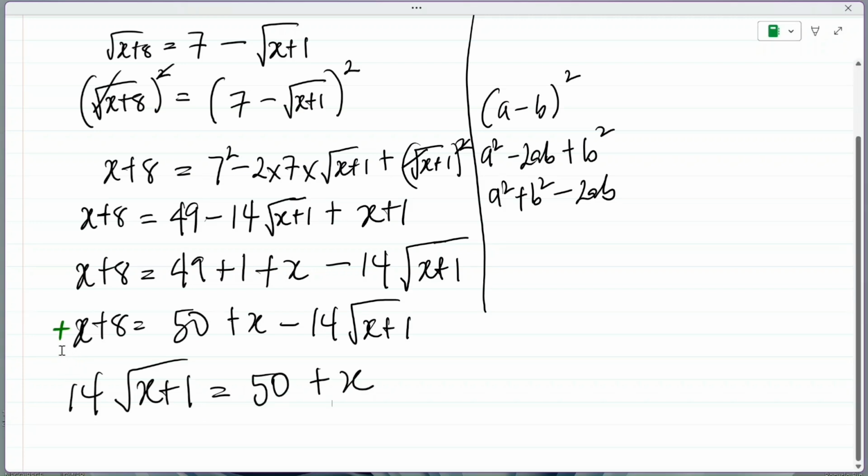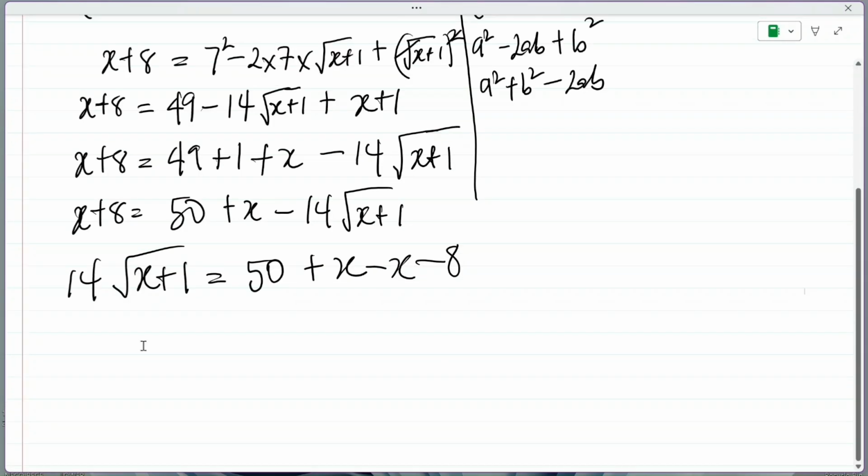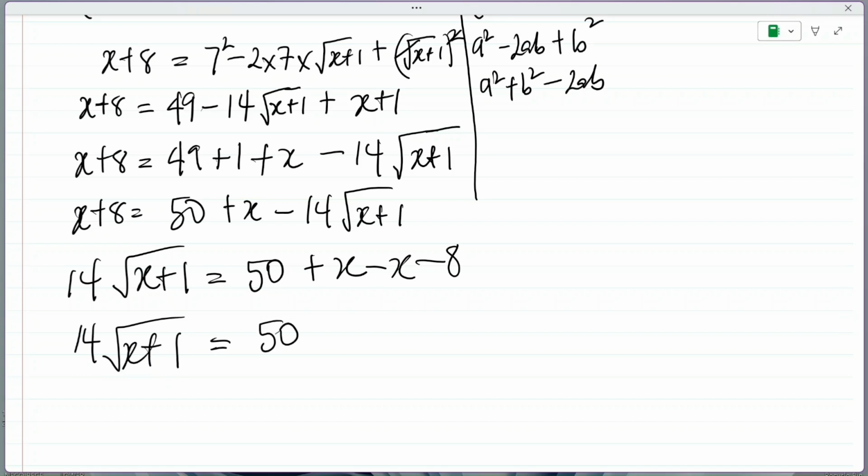So we have 50 plus x. Note this x has a positive. So you say positive x or plus x crosses the equals sign and turns to minus x. Also, plus 8 crosses the equals sign and turns to minus 8. Next, you have 14 root x plus 1, the same thing as 14 times root x plus 1 equals 50. Then you take the second constant, which is minus 8. Then you have plus x minus x. The first x owns a positive, the second x owns a negative.